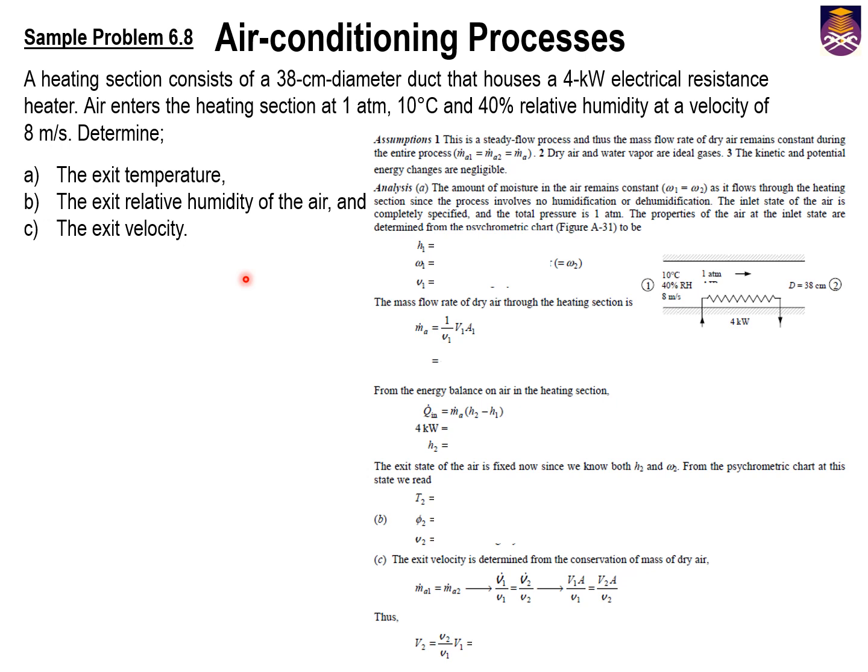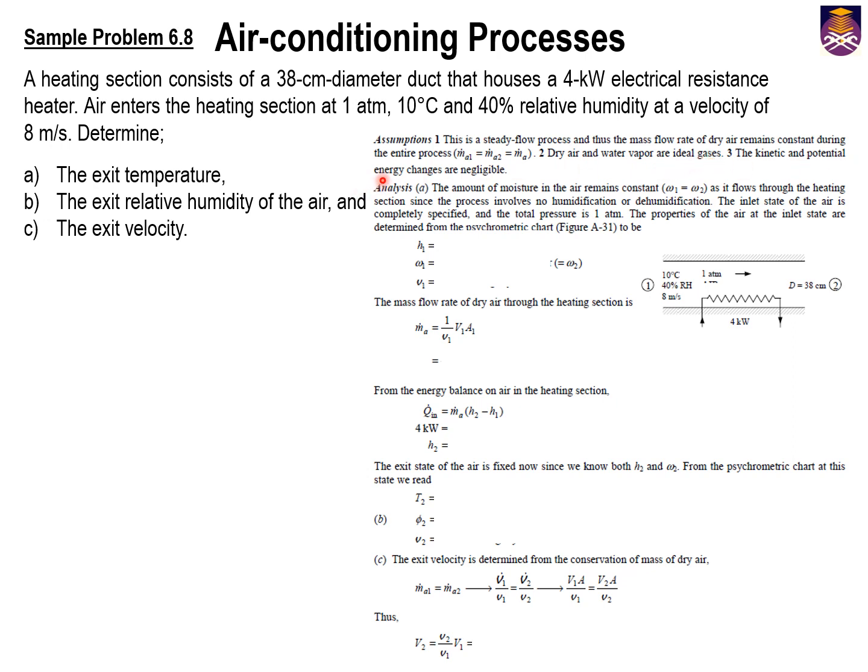So this is the skeleton again. So we use these assumptions. This is a steady flow process, and thus the mass flow rate of dry air remains constant throughout the entire process. So the mass from point 1 to point 2 is the same. Dry air and water vapor are considered as ideal gases.